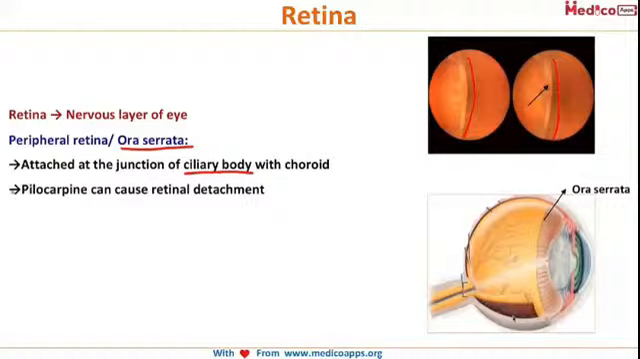Now when I instill pilocarpine into my patient's eye, there occurs a contraction of the pupil and this pulls on the ciliary body. This causes a contraction of the ciliary body as well. And in some unfortunate cases, when this contracts, the retina detaches from its attachment at the ora serrata. So this can sometimes lead to a retinal detachment. This is a very rare occurrence. Pilocarpine in this way causes a retinal detachment. Okay, that was about the peripheral retina.